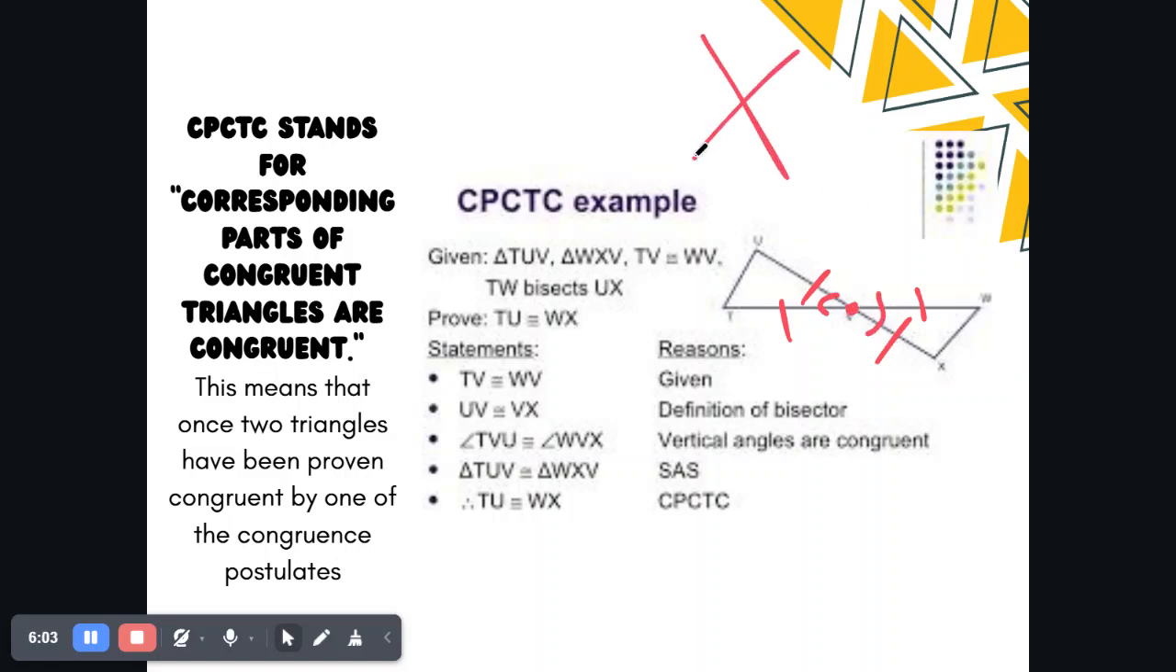Vertical angles is basically when you have an X and the two angles inside the X are congruent. And now we can prove it by SAS, which we'll be going over in the next slide, or side, angle, side. And finally, we are asked to prove TU equals WX.